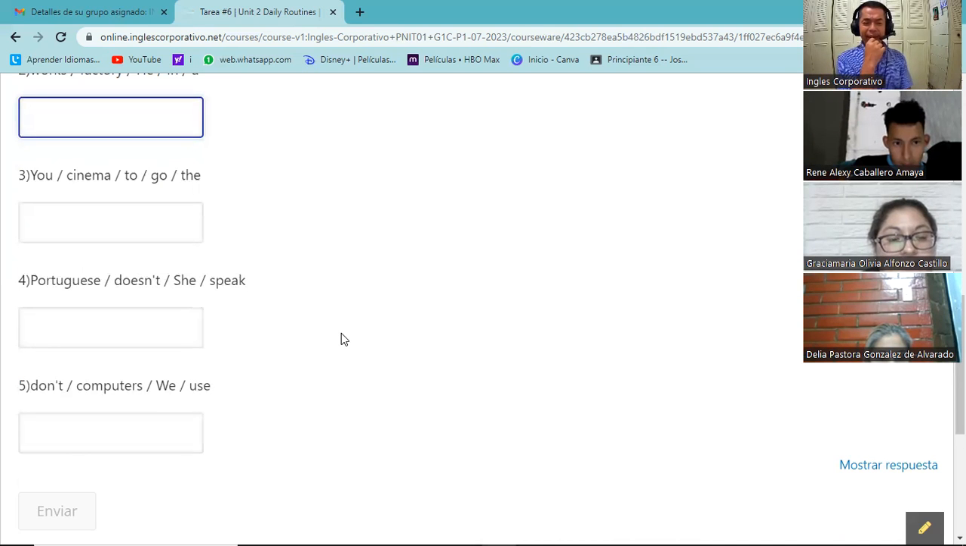¿Por qué será que no lleva la S? Por el auxiliar. No se le olvide que siempre que se usa el auxiliar, no se le pone la S. Ok, y el auxiliar, ¿va antes o después del sujeto? Después del sujeto. Ok, ¿va antes o después del verbo? Antes del verbo. Entonces está entre el sujeto y el verbo. Ahí en medio le vamos a poner el don't y el doesn't, right? Ok.